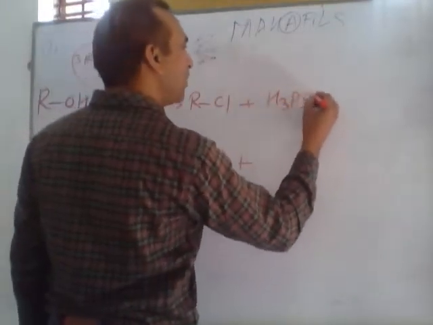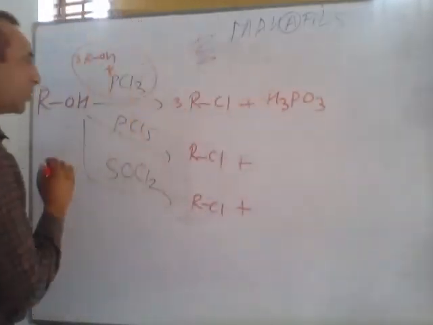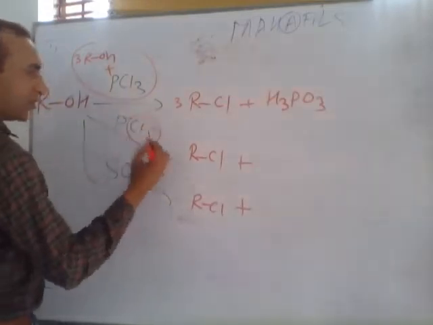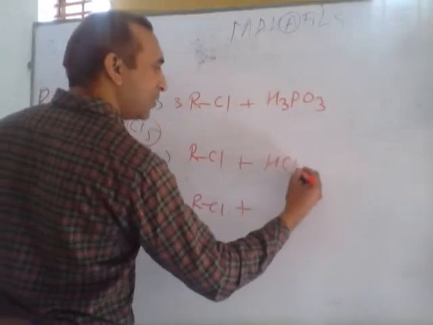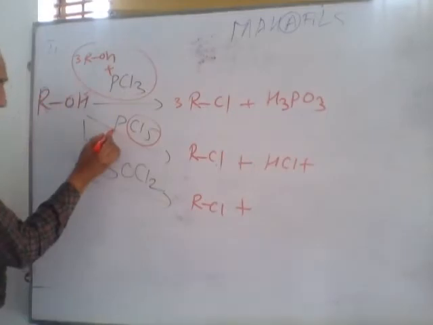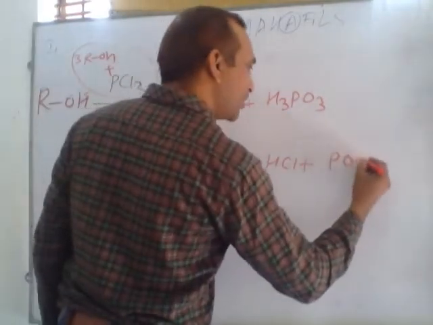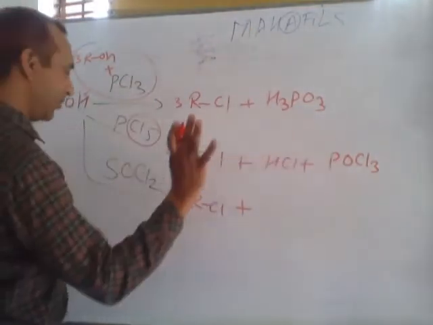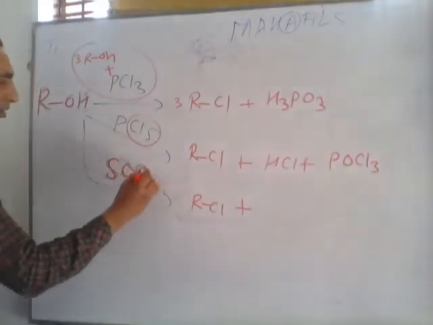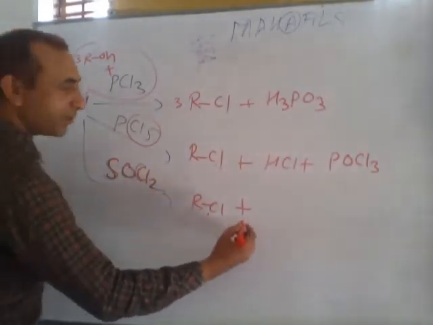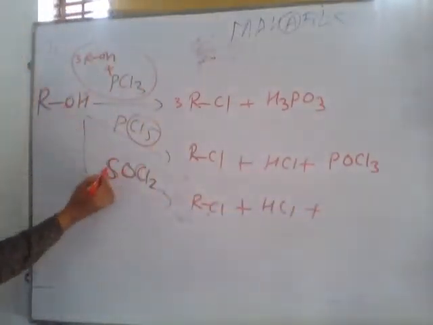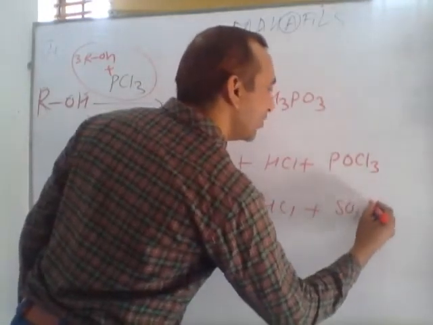They form H3PO3, phosphorous acid. But in the case of PCl5, 5 chlorines are used. The first chlorine goes here, another chlorine with hydrogen, and the remaining is oxygen and P with 3 chlorines. Phosphorus oxychloride is also formed. These are side products. With thionyl chloride, SOCl2, the first chlorine is used here, another chlorine forms HCl, and the remaining oxygen and sulfur form SO2 gas.